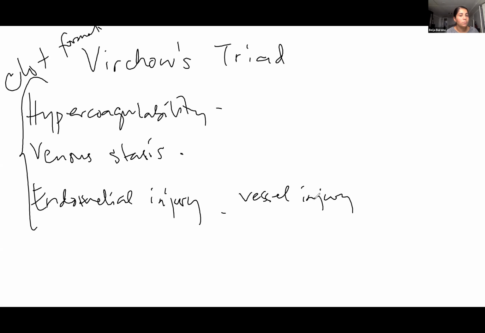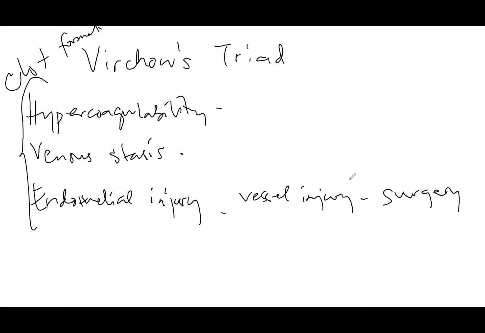Stab wound. Like a stab injury or a paper cut. Okay, so let's say a paper cut, a needle prick, for instance, you're checking your patient's blood sugar, you're drawing blood, so you are injuring a vessel.